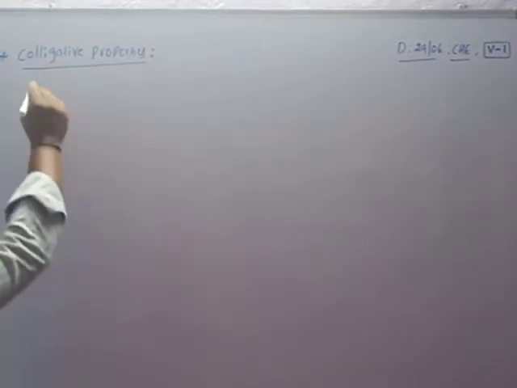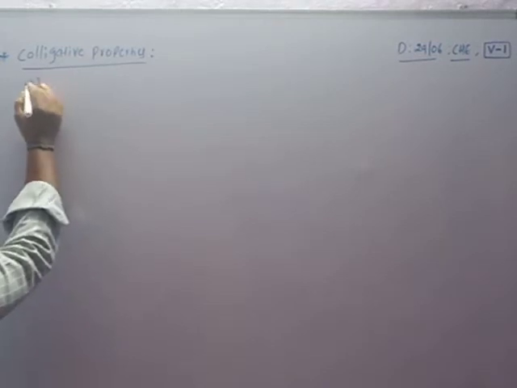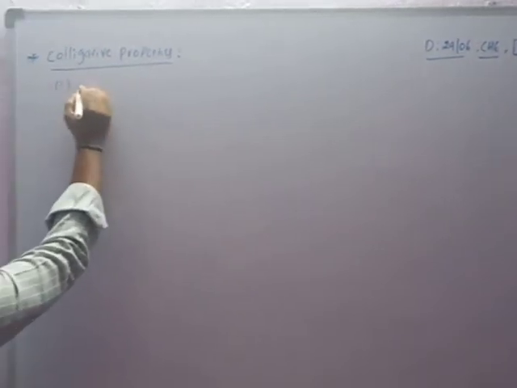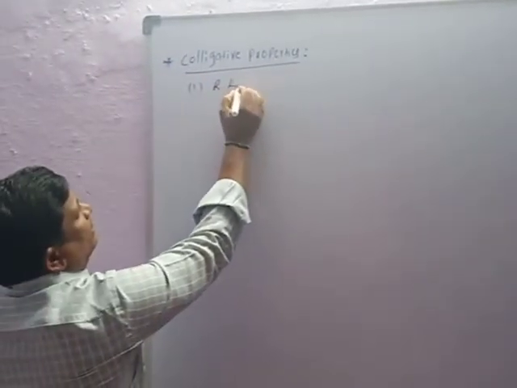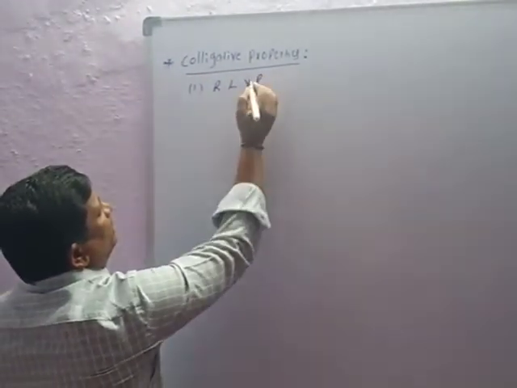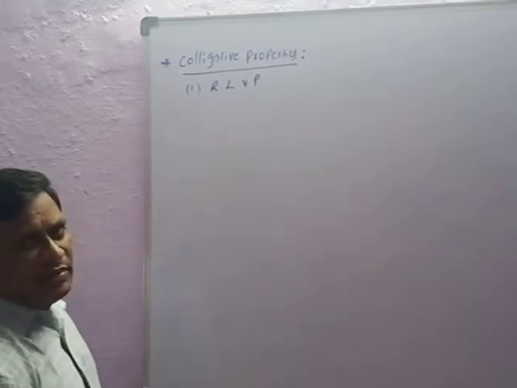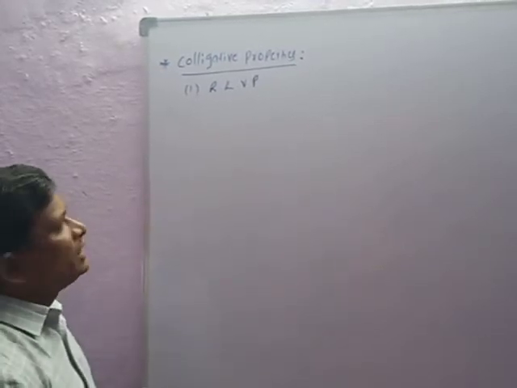So today we are going to discuss colligative properties. Generally, colligative properties of solutions are of four types. The first one is relative lowering of vapor pressure, RLVP. This concept was already completed last week.